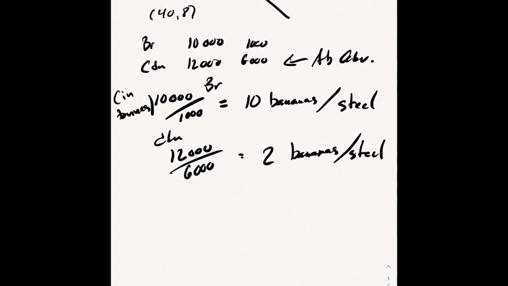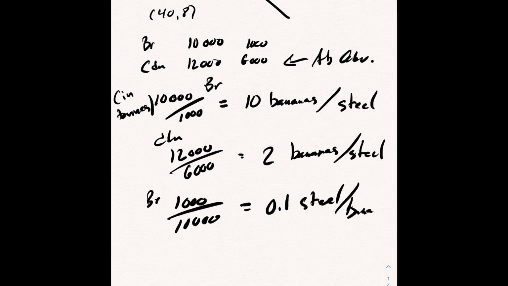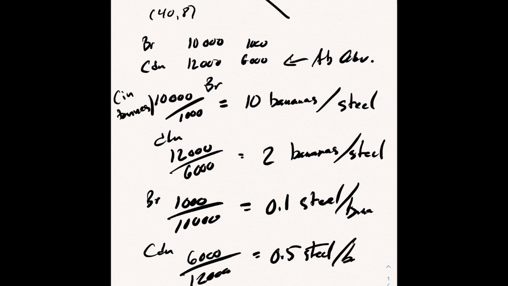All right. So that means that the opportunity cost is there when you look at it not this way, but the other way. So again, back to Brazil. They've got 1,000 per 10,000, which equals 0.1 steel per banana, right? And Canada's got 6 over 12. Well, that's half a ton of steel for a ton of banana.